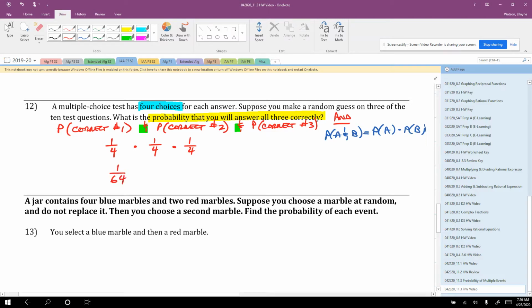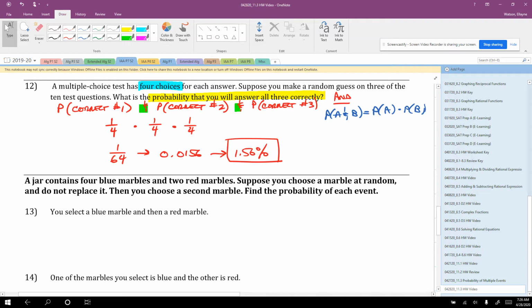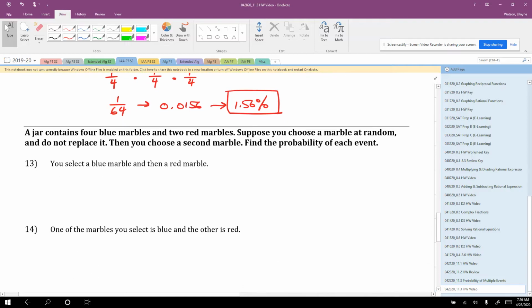You get 1 over 64, as a decimal 0.0156, and therefore as a percentage, 1.56%. I'm sorry, percentage. I'm not sure why I said fraction. Okay. All right, let's look at 13 and 14.